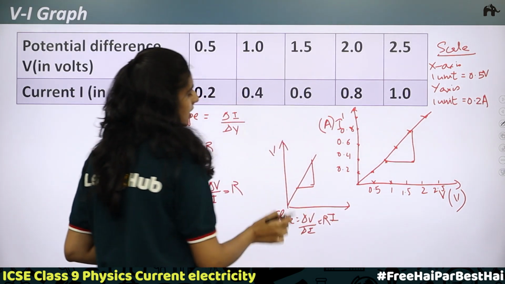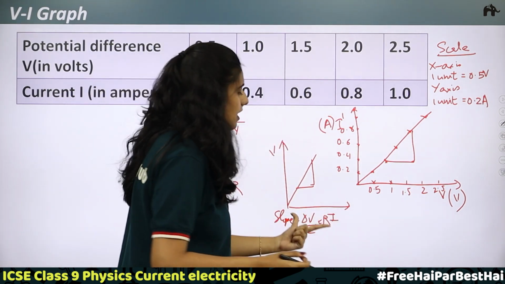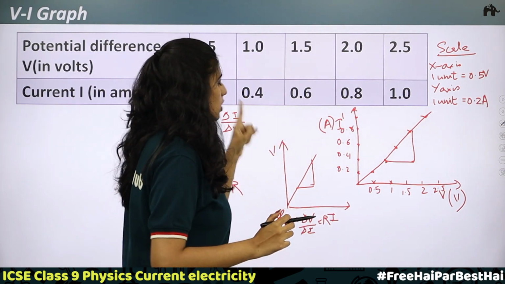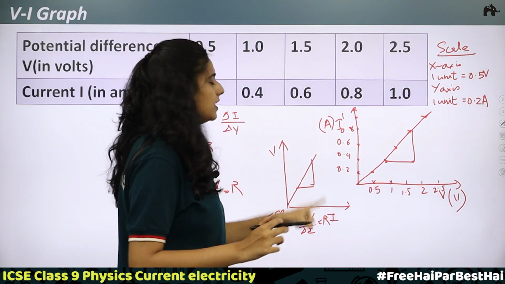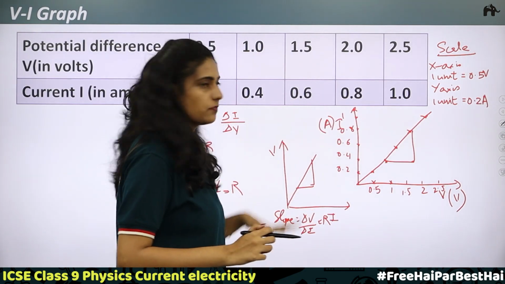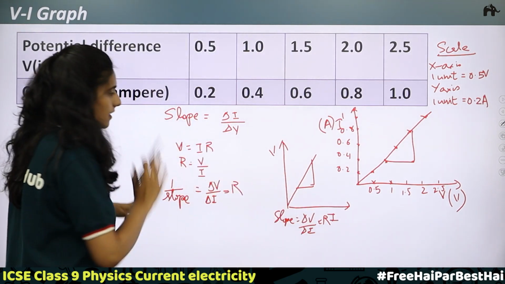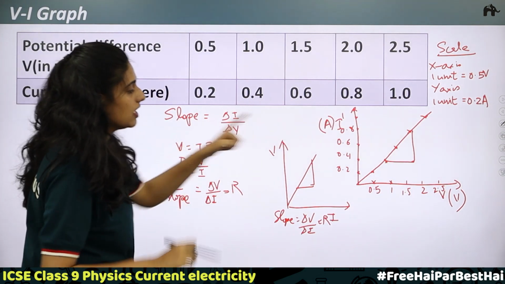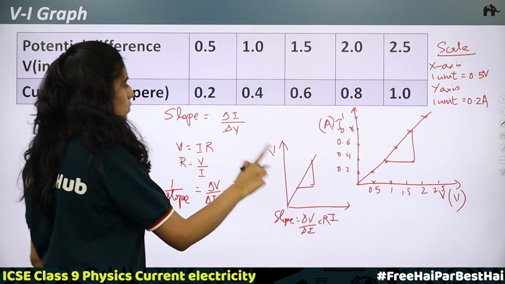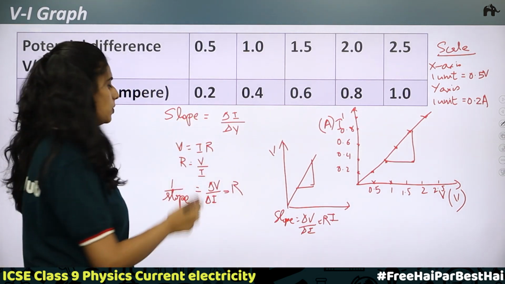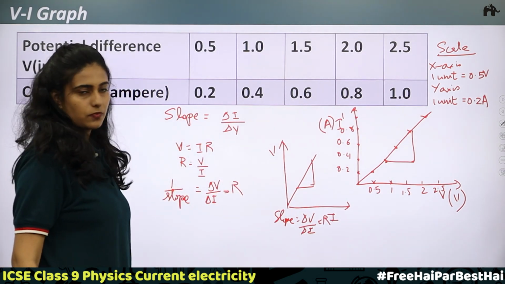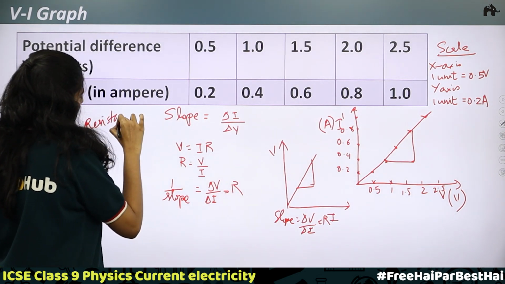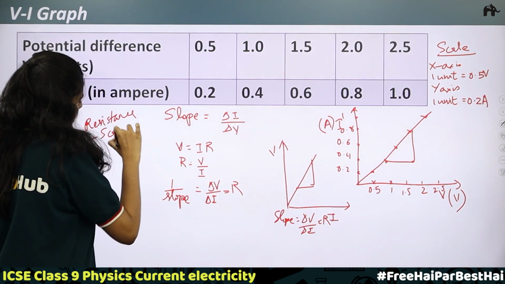So, when you take a graph with current along the x-axis and potential difference along the y-axis, you will get a slope, and this slope will be the electrical resistance of that circuit. And when you are taking a graph with current along the y-axis and potential difference along the x-axis, then you will have to take the reciprocal of the slope to get the electrical resistance. This resistance is a scalar quantity.